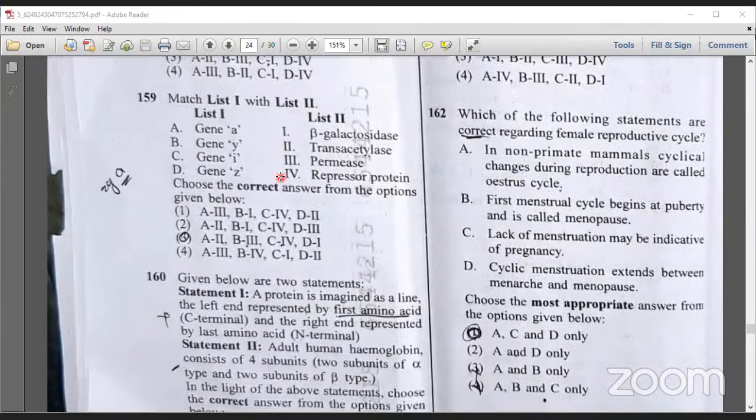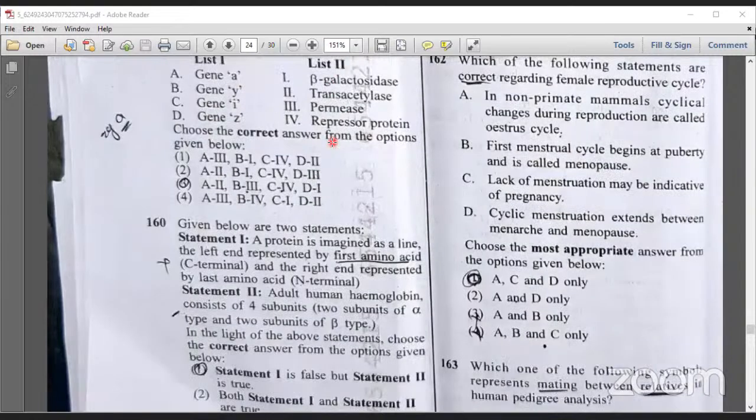And 159, we are supposed to match the lac operon with these structural genes, and gene I is given there. Gene A is responsible for coding the enzyme transacetylase. Gene Y, permease. Gene I is the repressor protein, and gene Z is beta-galactosidase.